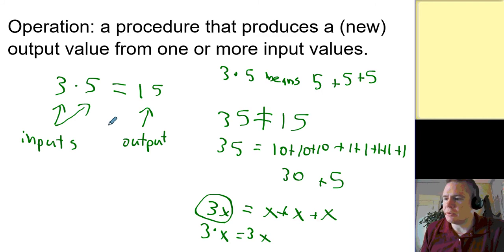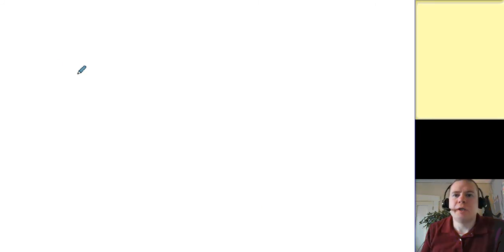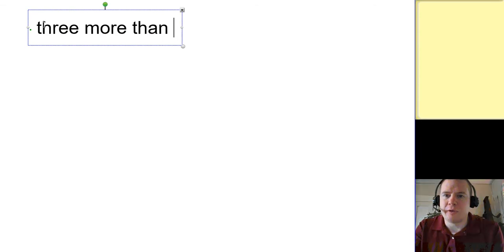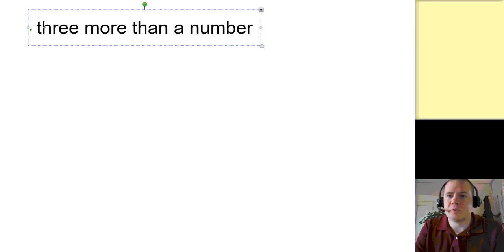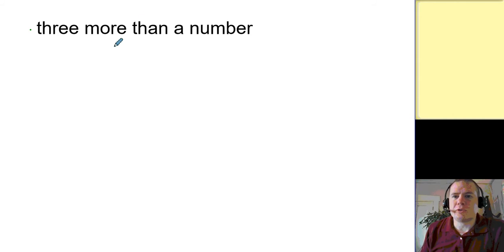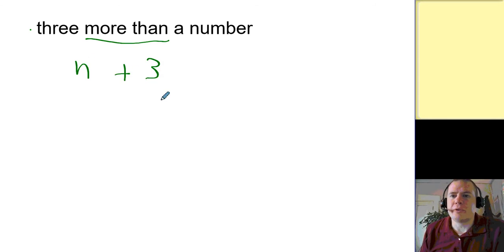So let's get into a little bit more here. And let's create some models, right? We said mathematicians create models of unfamiliar real-world situations. So let's start with something really basic, something like 3 more than a number. All right, so we can recognize more than, I've got some number, and I have 3 more than that, as opposed to something like this.